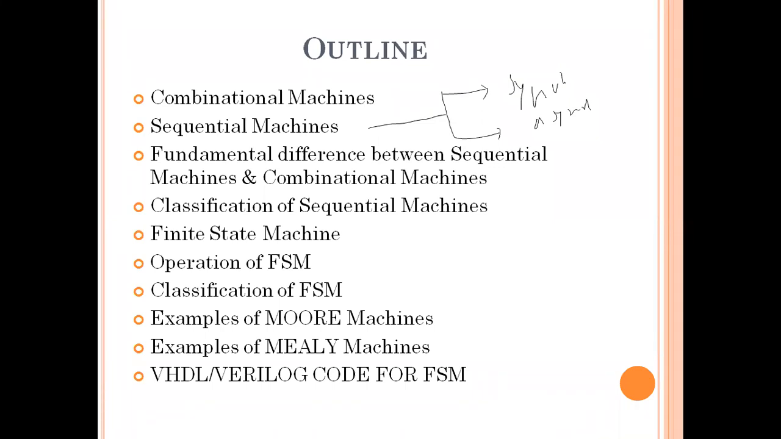So again, I'm defining the finite state machine: a sequential circuit that has some practical bounds governing the number of different conditions, or we can say the states, in which a sequential machine can reside. That is the definition of finite state machine. Practical bounds governing the number of states. That is a very important sentence, right?